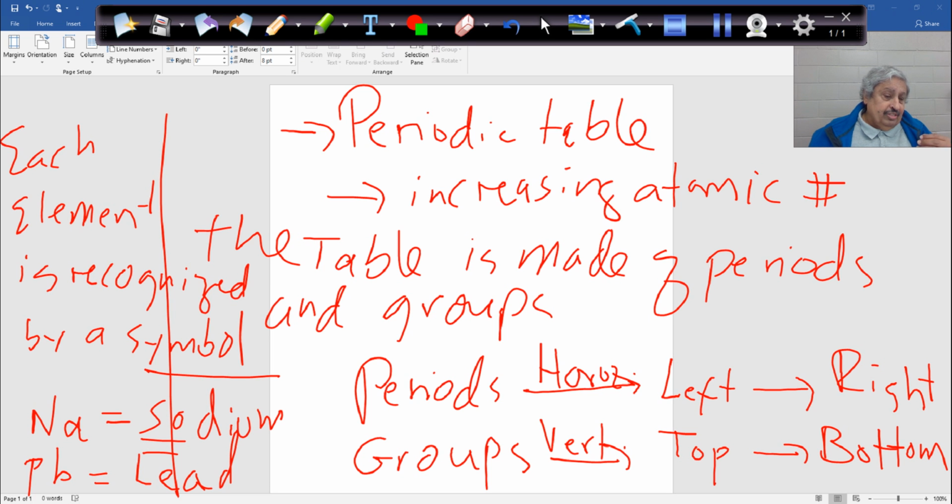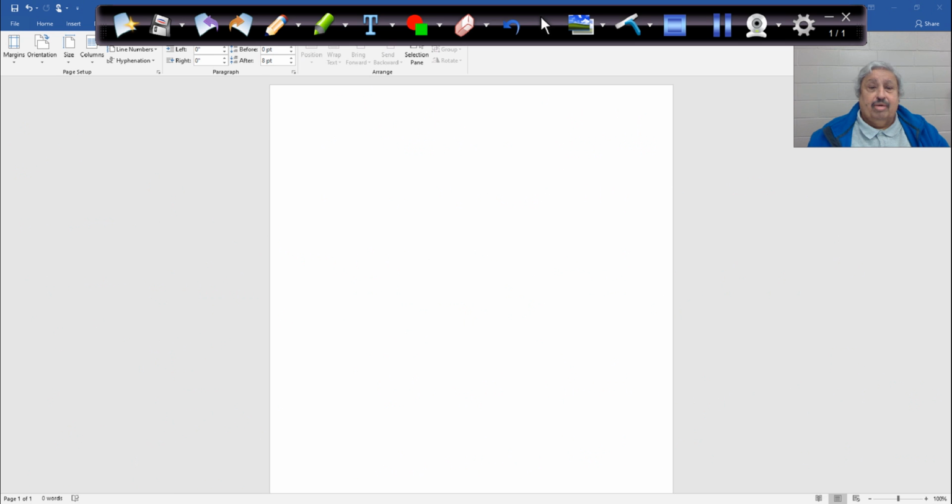So what about the symbols? The first alphabet of the symbol has to be a capital letter, and the second has to be a small letter. You cannot have a symbol with both capital letters, correct? Can I take this one out? Everybody has it, please? Take it out. So now we'll talk about the symbol itself.